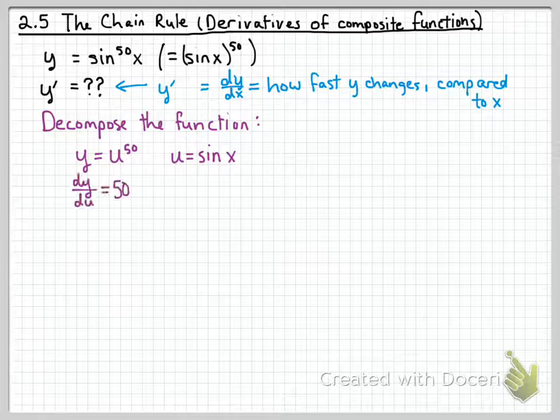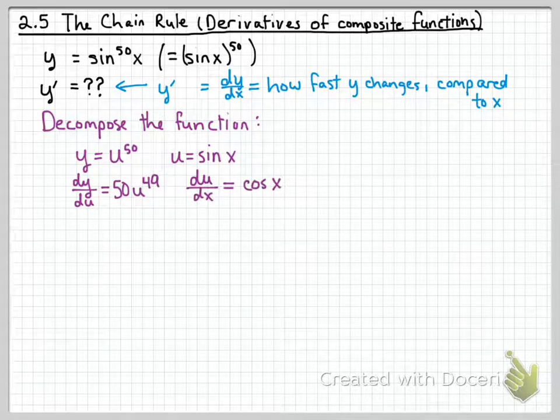That makes the derivative of y, if I think of u as the variable, 50u to the 49th. So dy/du is 50 times u to the 49th power. The derivative of u, thinking of x as the variable, is the cosine of x. The derivative of u with respect to x is cosine x.